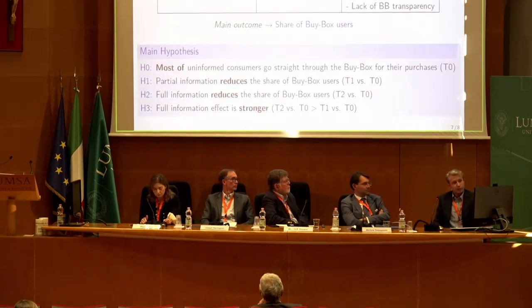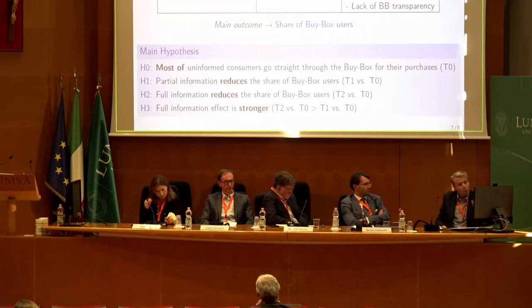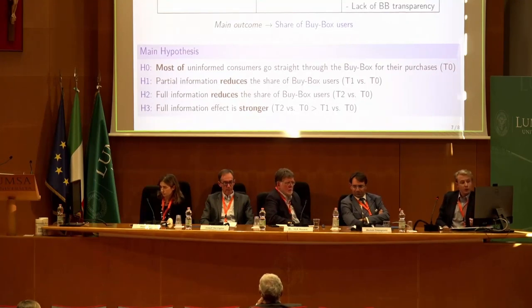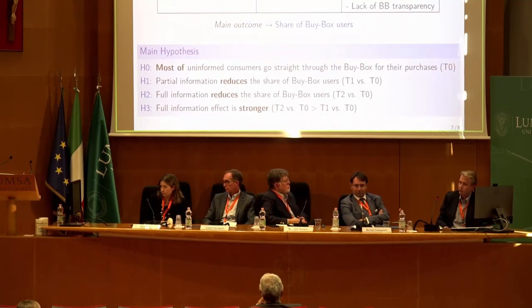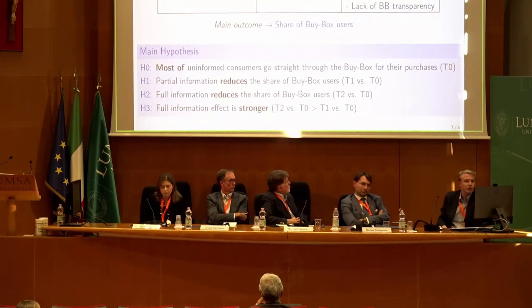And with these treatments, and recalling that the main outcome is the share of buy box users, what they are going to do is to test the following hypotheses, which are built on the theoretical model that is in the paper. So we expect, on the lines of the anecdotal evidence that we have, that most of the uninformed consumers will go straight through the buy box. We expect partial information to reduce the share of buy box users, and similarly the full information treatment, with the additional hypothesis that the full information effect should be stronger. So more people should start searching, evaluating other sellers, and then choose one of them or eventually go to the buy box. So the results are going to be on two different dimensions, search and the final consumption choice.